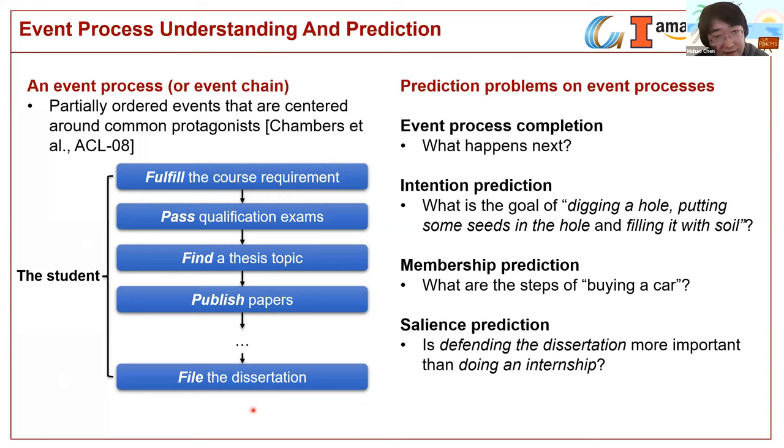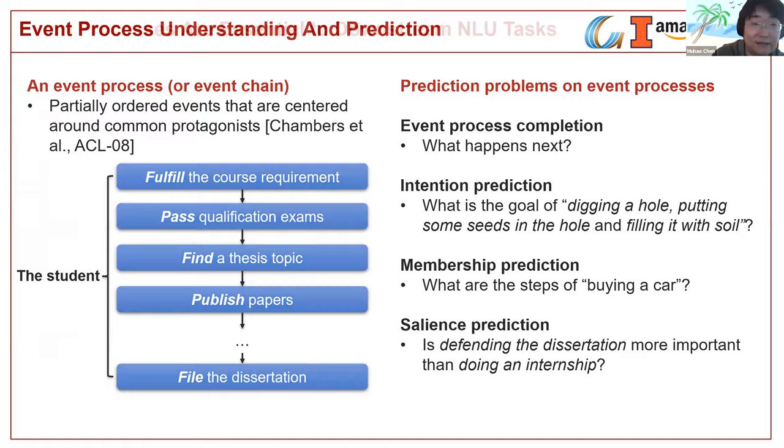Around the event process, we have several fundamental prediction problems. For example, we expect the system to perform event process completion, which means that given a partially complete process, the system should predict what should happen next. There's also the problem of intention prediction, which concerns whether the machine understands that digging a hole, putting some seeds in the hole and filling the hole with soil is a process of planting a plant. And there's a membership prediction problem, which is about whether the machine understands what the steps of buying a car should be. And also salience prediction, which asks whether the machine understands that defending and filing the dissertation are more important than, for example, doing an internship in terms of earning a PhD.